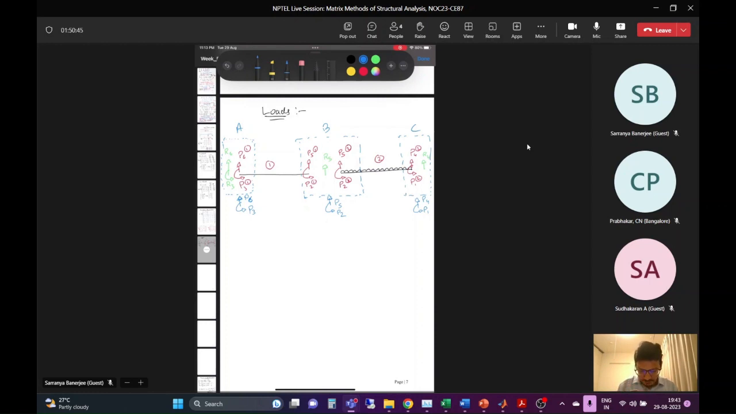Our joint forces would be an equilibrium of these small forces that are there. So basically what I am trying to say is, in this case, P6 is nothing but P61 plus R6. P3 is nothing but P31 plus R3. P4 is nothing but P42 plus R4.